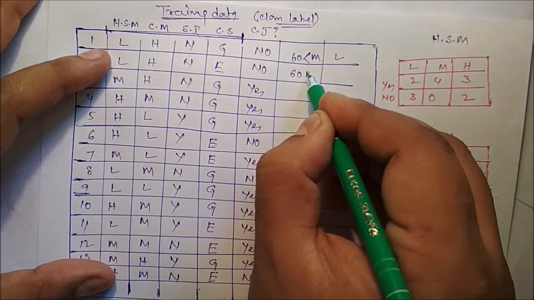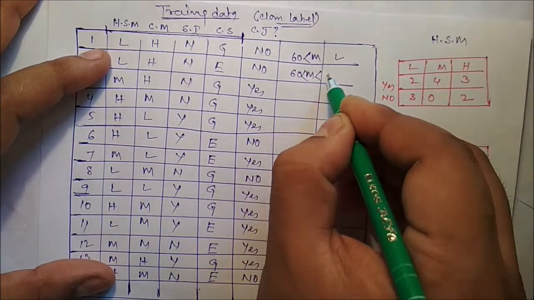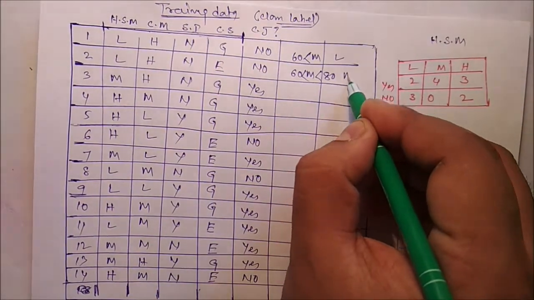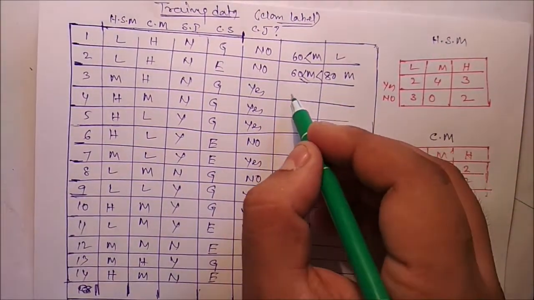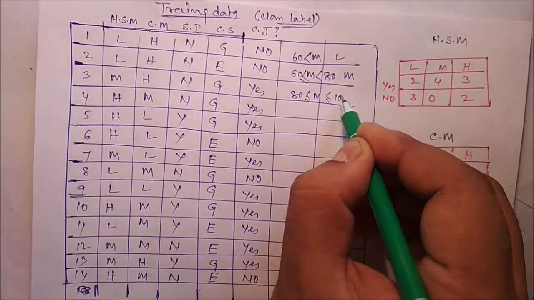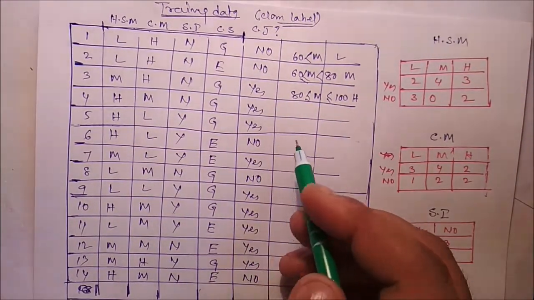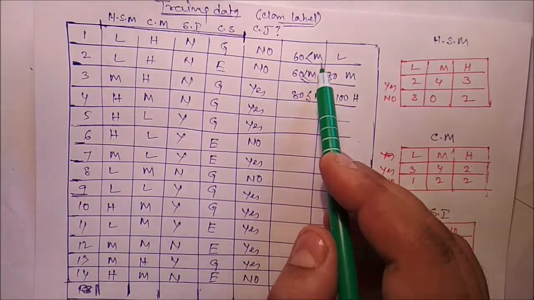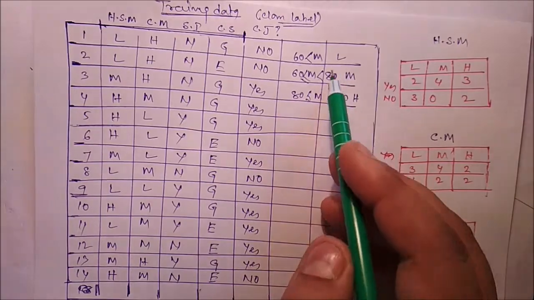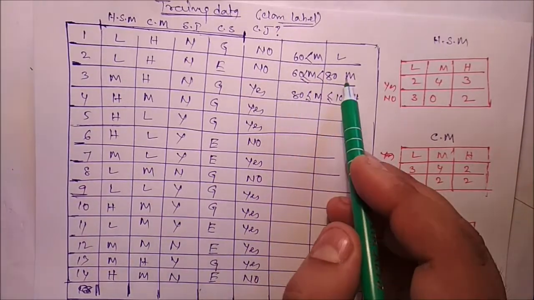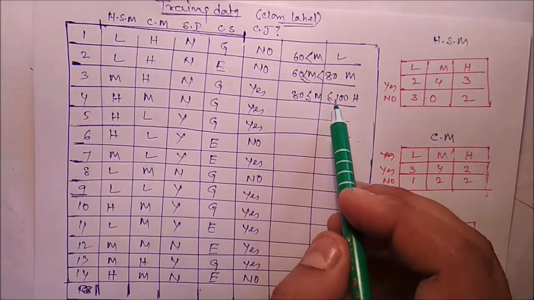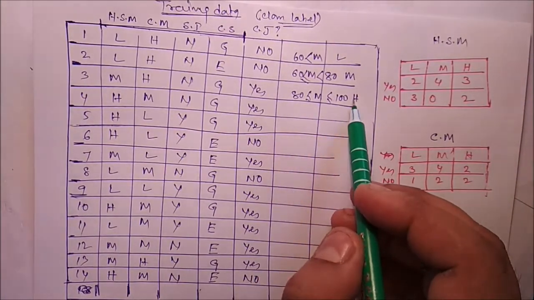If the marks are between 60 and 80, we say it is medium marks. And if the marks are between 80 and 100, we say it is high marks. So if the marks are less than 60, low marks; between 60 and 80, medium marks; and between 80 and 100, high marks.